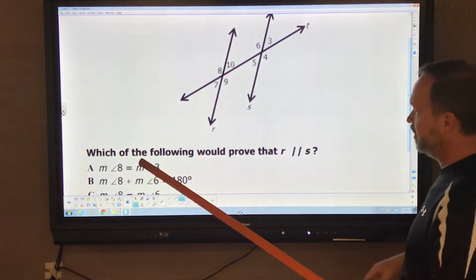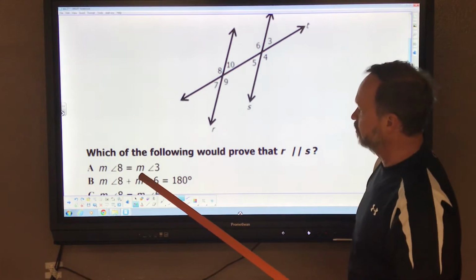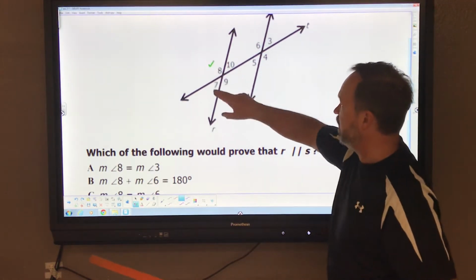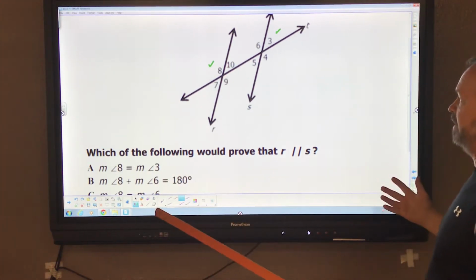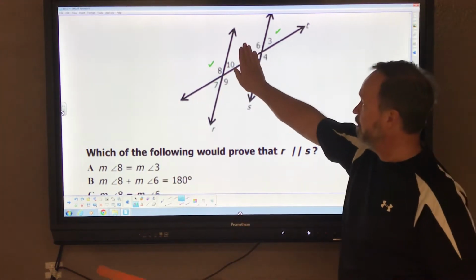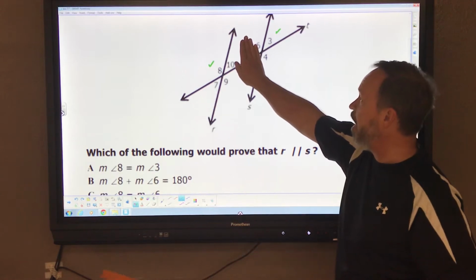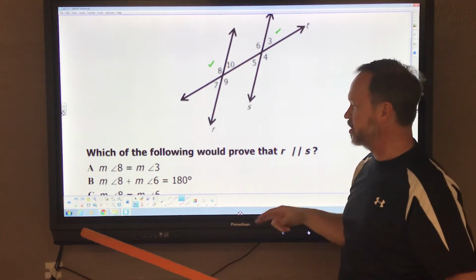So here they first tell us that angles 8 and 3 are congruent. I'm just going to put a little check mark, 8 and 3. There is no known relationship between 8 and 3. They're both exterior, they're outside, but they're not alternate exterior, so that does not help me at all.